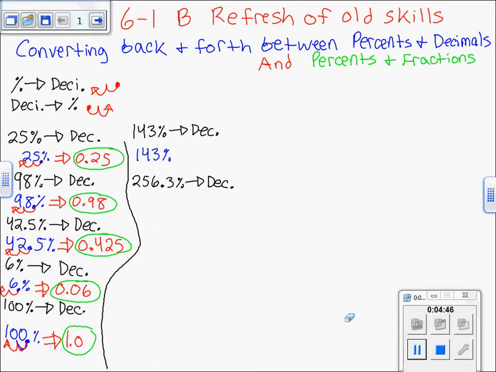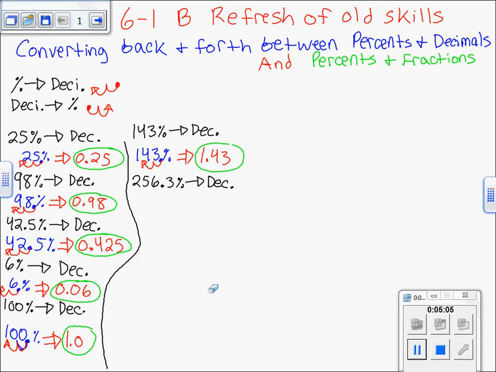143%. There's no mentioning of a decimal, so it's after the 3. So we know it starts after the 3. So from there, 2 decimal places to the left. So it ends up between the 1 and the 4. So that tells us that one's going to be 1.43. And that's what that decimal equivalent is going to be.